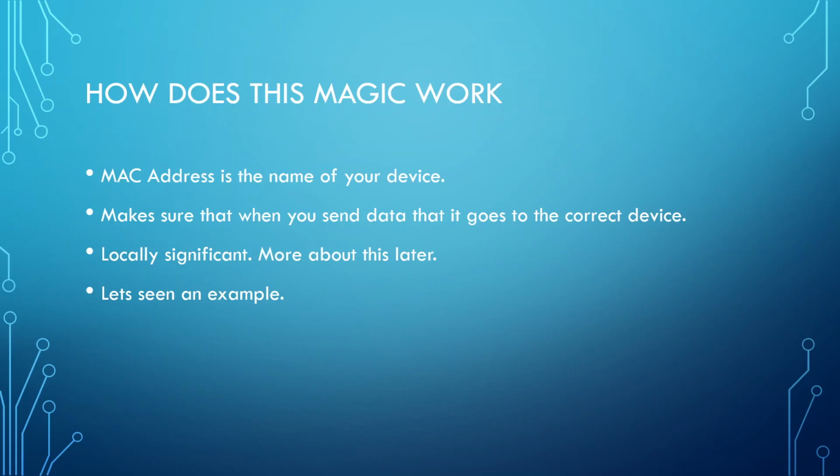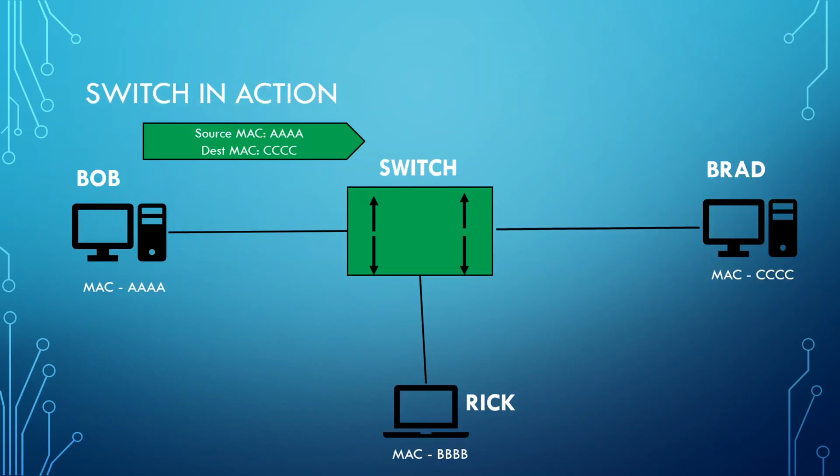So let's see an example of this magic in action. Okay, so this shows the switch in action. As you can see, we have Bob, which plugs into the switch, Brad, which plugs into the switch, and Rick, which plugs into the switch.